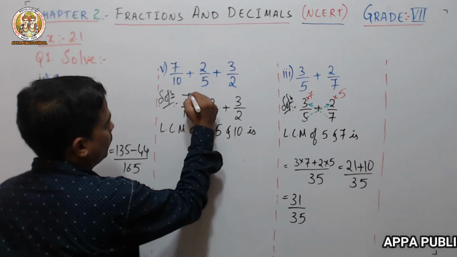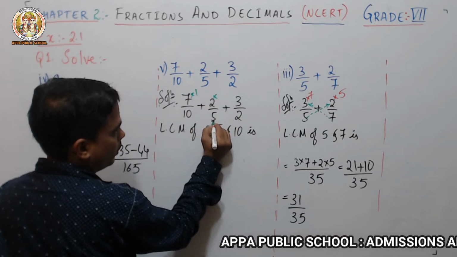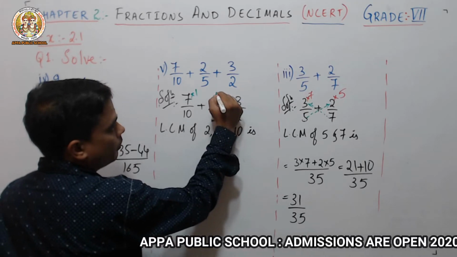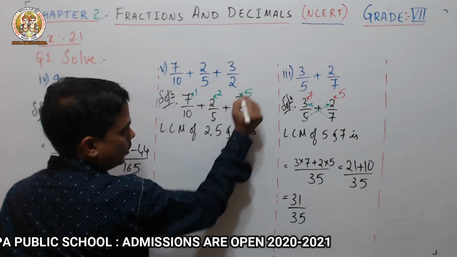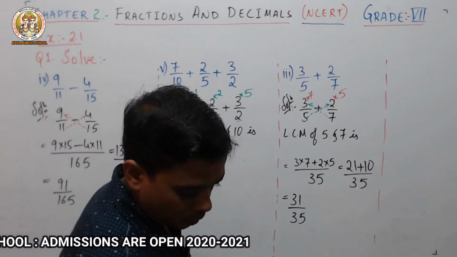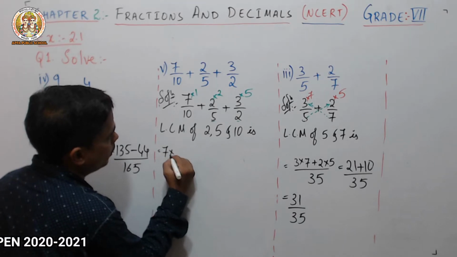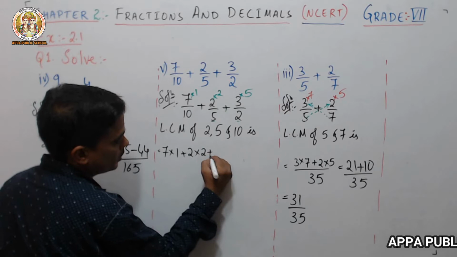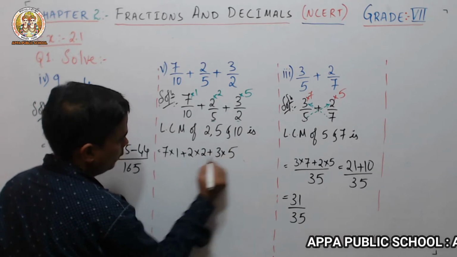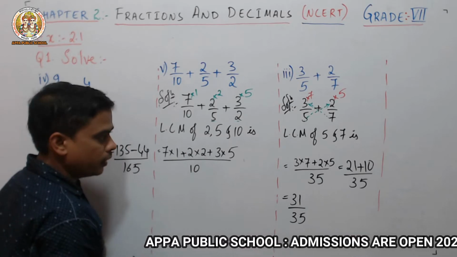So in 10 table how much are 10? 1s are. In 5 table how much are 10? 5 2s are 10. In 2 table how much are 10? 2 5s are 10. Now what you do? You multiply all these things. That is, I will write it as 7 into 1 plus 2 into 2 plus 3 into 5 divided by 10, the LCM. I will write it as it is.